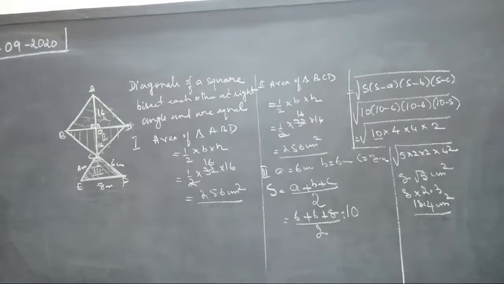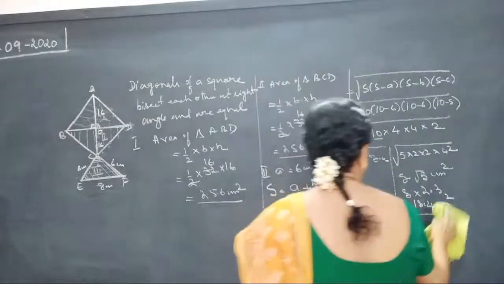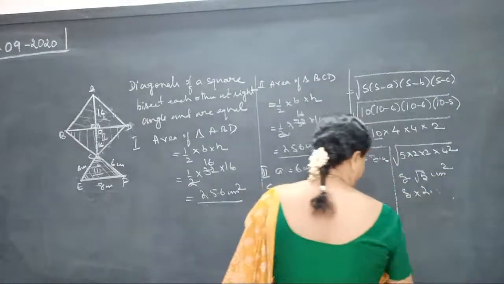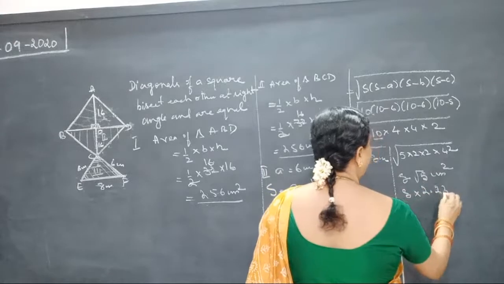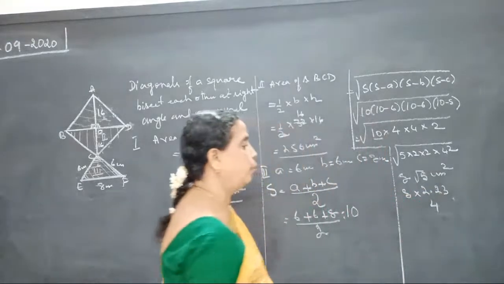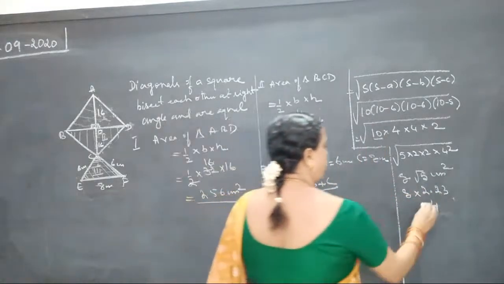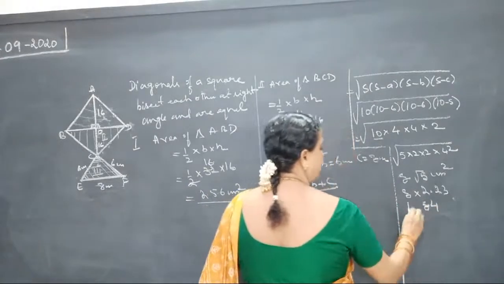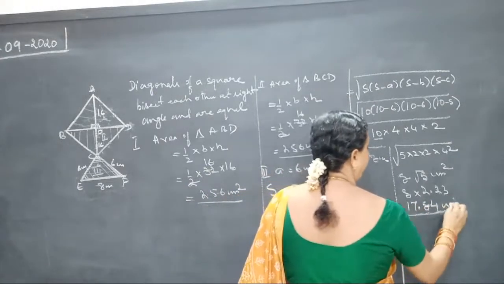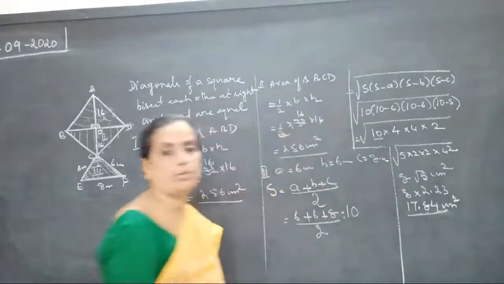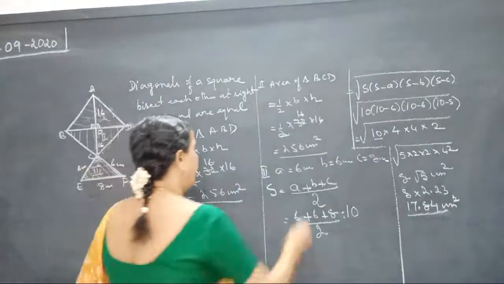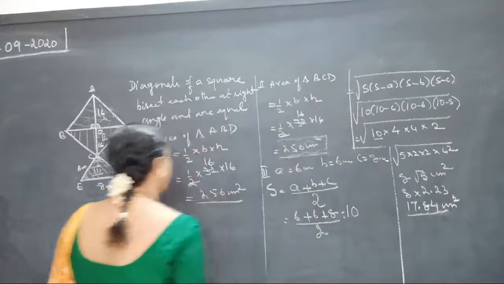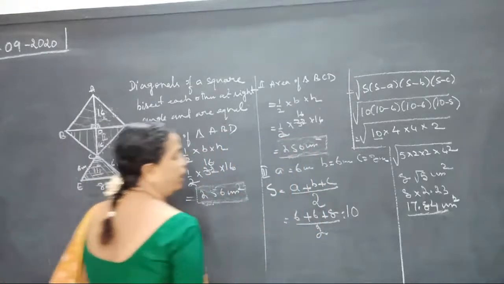8 root 5. Root 5 is 2.23, not 2.3. It is 2.23. So what you get? 8 3s are 24, 8 2s are 16 plus 2, 18. 8 2s are 16 plus 1, 17.84 centimeter square. So at the end you write part A required, this is the area, part B and part C.